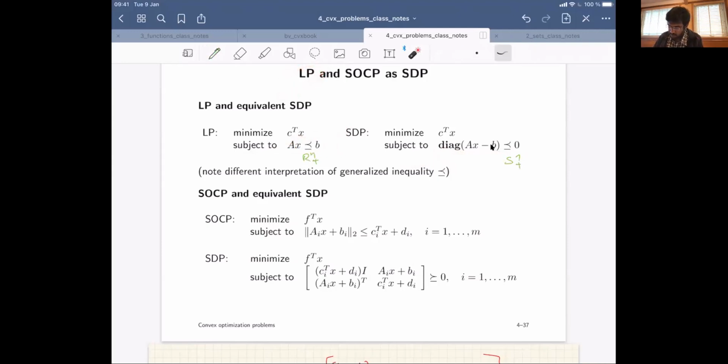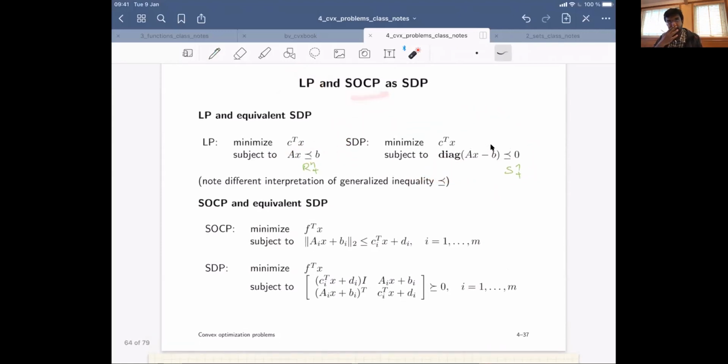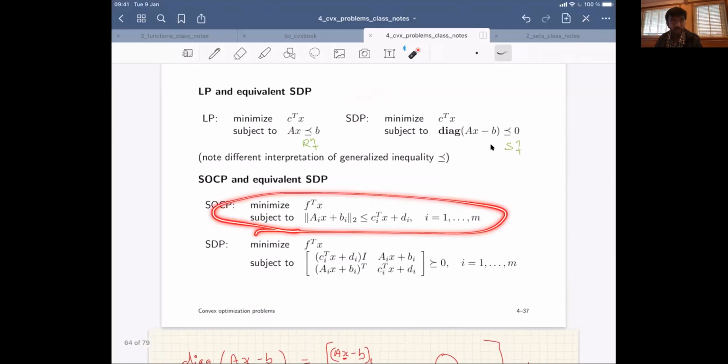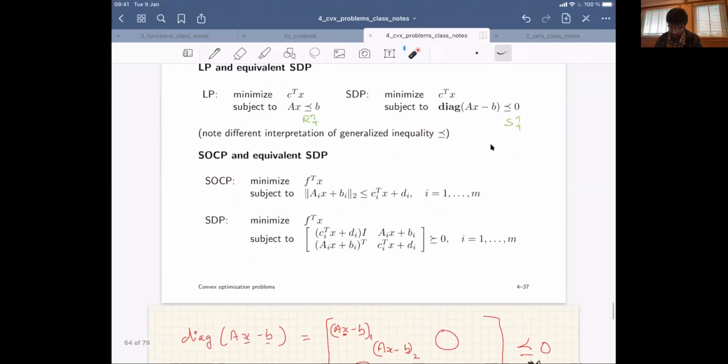So we saw how LP can be written as an SDP problem. Now we'll see how SOCP is written as an SDP problem. So this is our SOCP. We have an affine function or linear function.